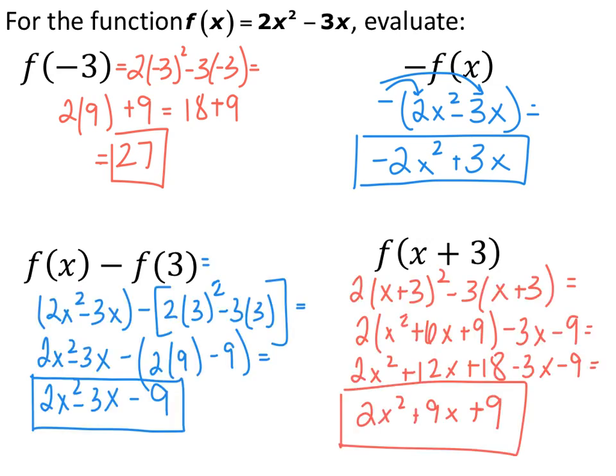So on this first one, you have f of x, so f of x was just 2x squared minus 3x, and we want to subtract f of 3. So every time I see an x, I'm going to replace it with a 3. So you end up with 2x squared minus 3x, and then this simplifies down to a minus 9. Over here, every time you see an x in the original function, you're going to replace it with an x plus 3. So you have 2 times x plus 3 quantity squared minus 3 times x plus 3, and then simplify everything out, FOIL everything out, you end up with 2x squared plus 9x plus 9.